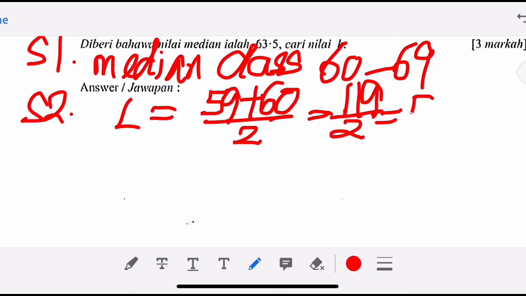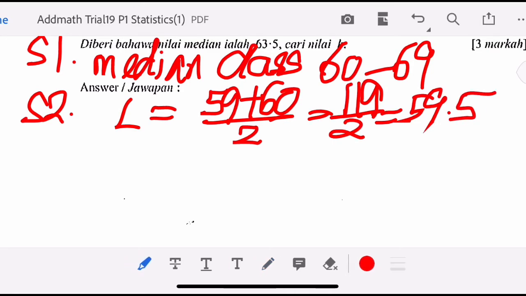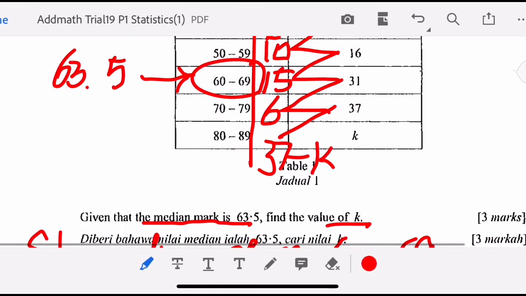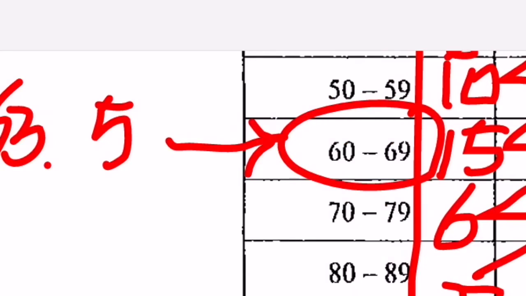It's okay to just put 0.5, but it's better to do the step properly. Some people may just write 59.5 without any step, but I advise you to do the working.